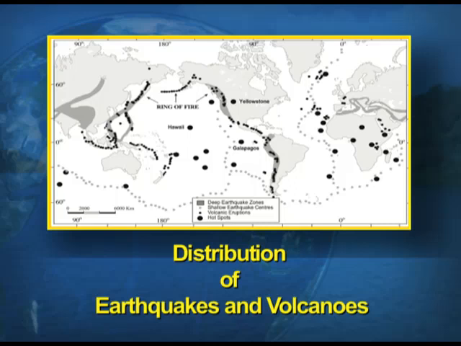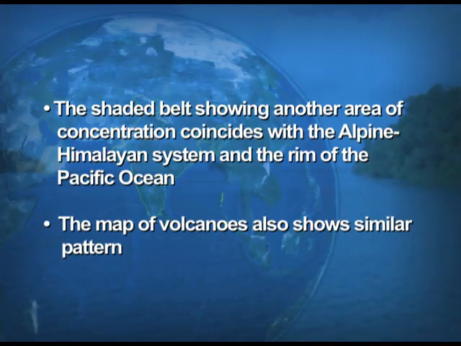Now the shaded belt shows another area of concentration, which coincides with the Alpine-Himalayan system and the rim of the Pacific Ocean. The map of volcanoes also shows a similar pattern. Now all these features point towards the distribution of the mid-oceanic ridge, almost coinciding with the shallow earthquake centers in the oceans. It mainly gives an idea that the rim of the Pacific is also the ring of fire, because there are active volcanoes in this region.